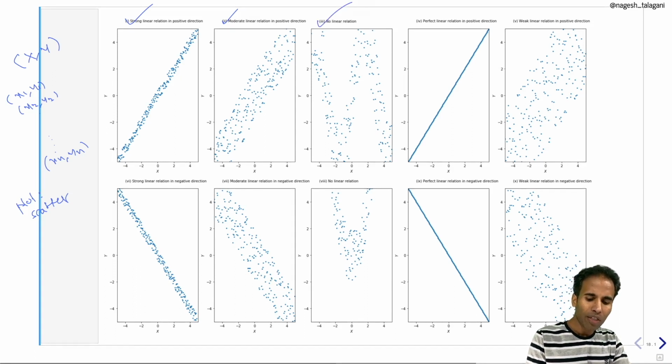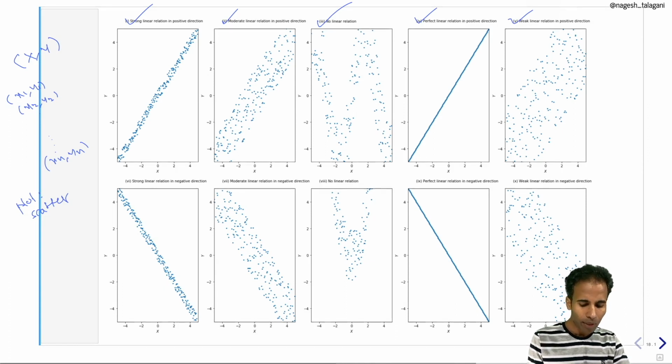If it is like in figure 3, we can see that there is no linear trend at all. So we can say there is no linear relationship between x and y. If it is like in figure 4, these data points are perfectly concentrated along the line. So we can say there is a perfect linear relationship between x and y in positive direction. If it is like in figure 5, we still see some linear trend, but it is a weak one. So we can say there is a weak linear relationship between x and y in positive direction.